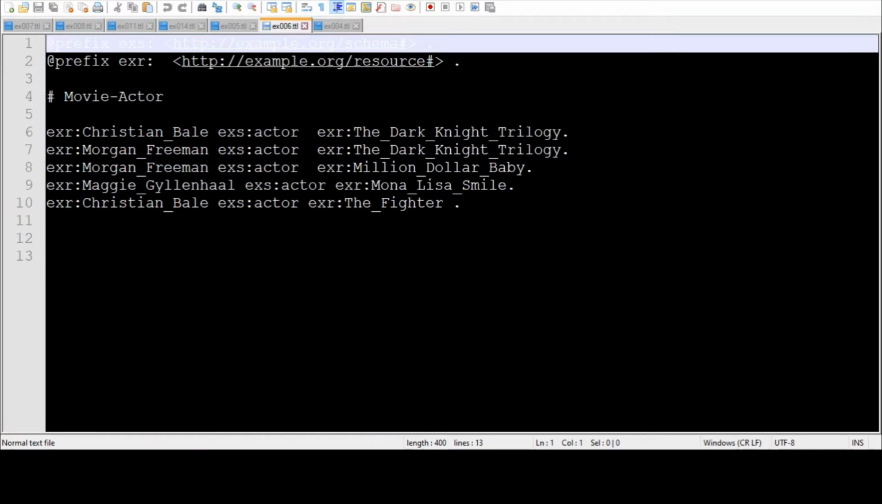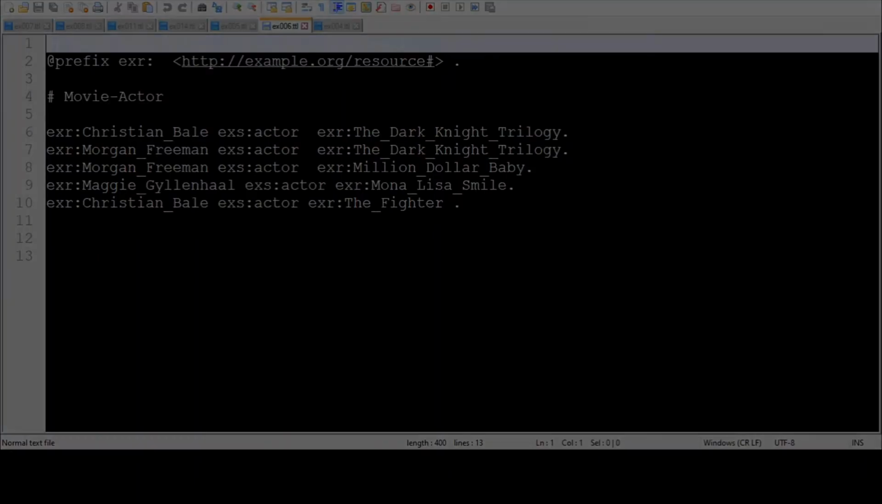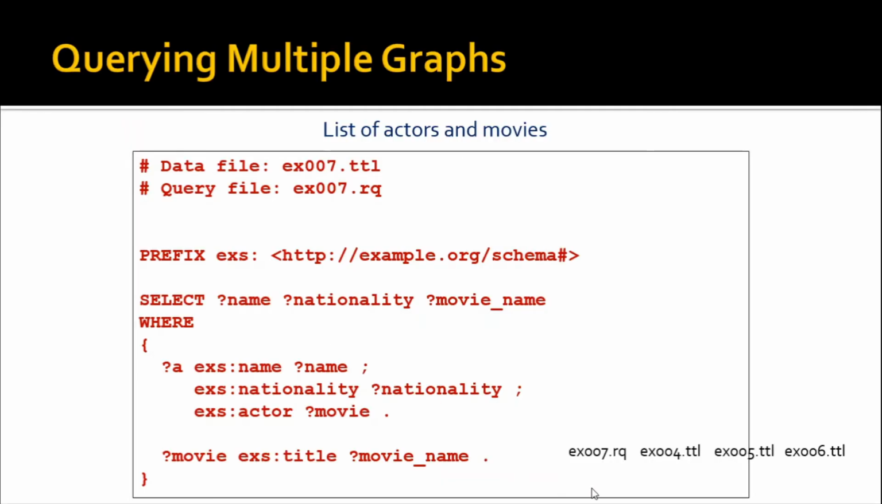So what is our query? Let us go back to the query part. We want to retrieve the name, nationality, and the movie name, where the entity has a name and a nationality, and acts in a movie, and the movie has a title. We are retrieving this name, nationality, and movie name, right?